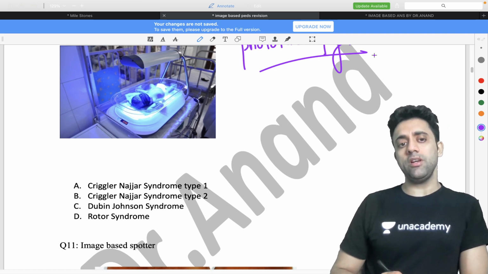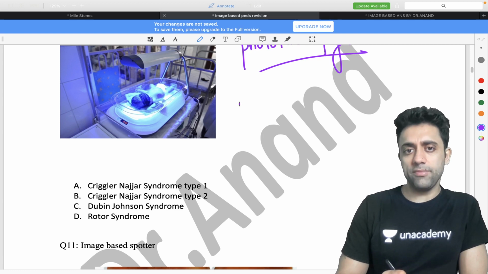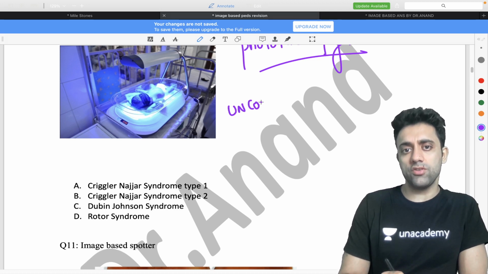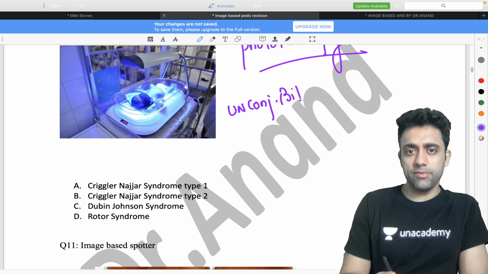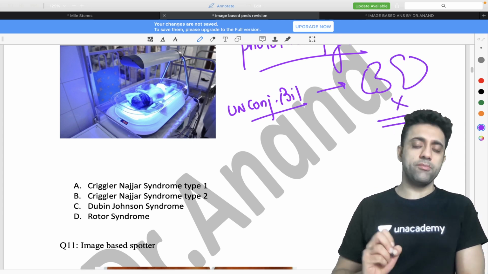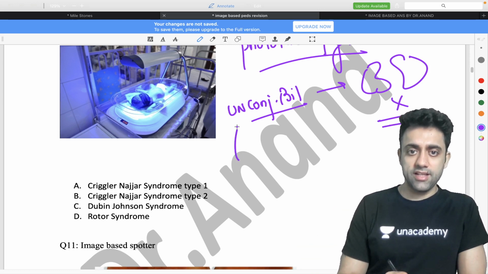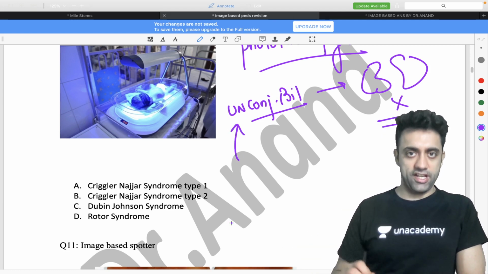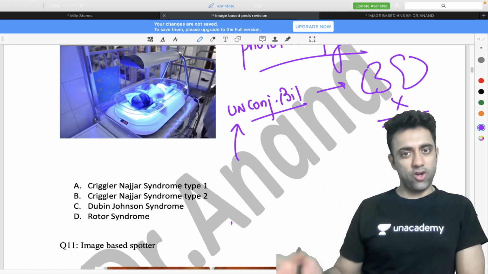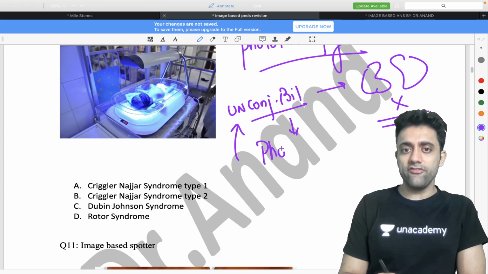So point number one, first we need to understand phototherapy. Phototherapy is useful for unconjugated bilirubin. Unconjugated bilirubin cannot be excreted through the kidneys. Unconjugated bilirubin is very, very dangerous as compared to conjugated bilirubin. That is why for unconjugated bilirubin I have to give phototherapy.